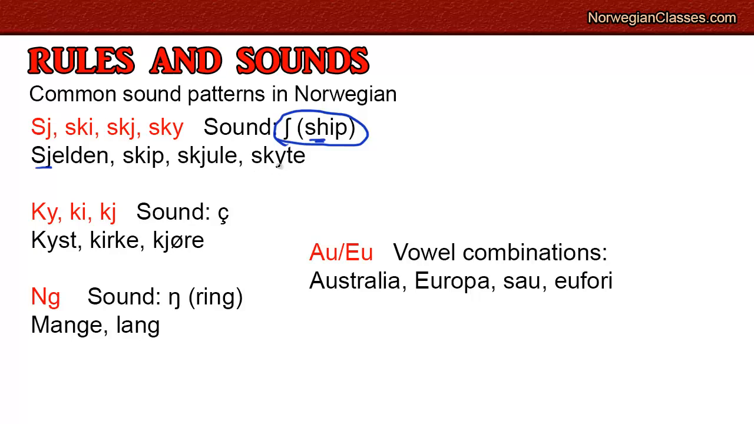In these combinations, KY, KE, KJ, you get the sound SH. This sound you don't have, or I'm not familiar with, in English. So if you repeat after me, chist, kirke, chöre. And if I just read them naturally without emphasizing the sound, chist, kirke, chöre.